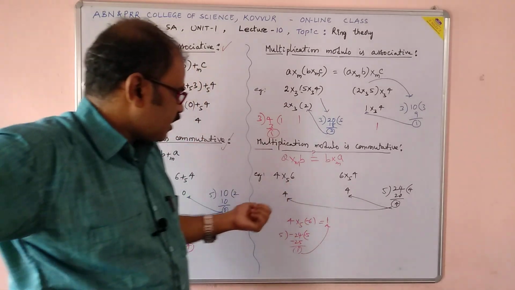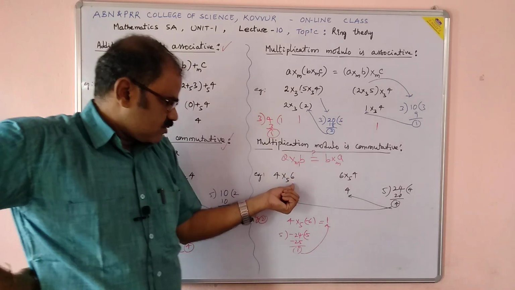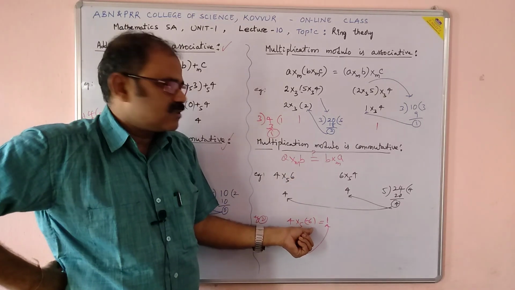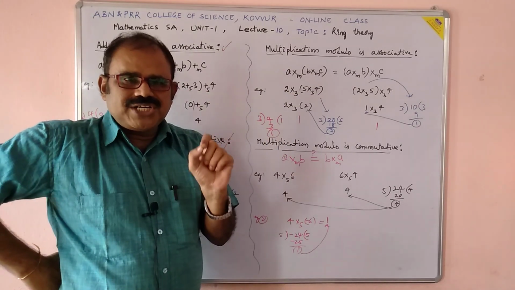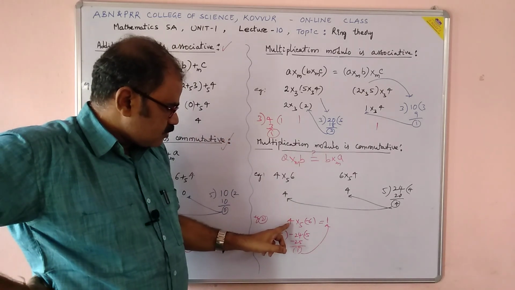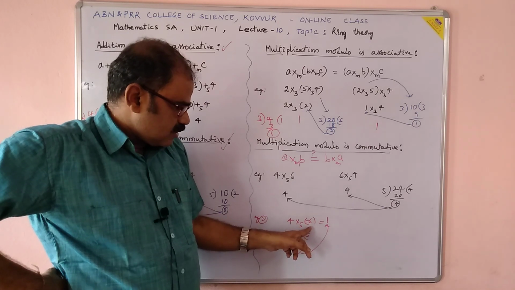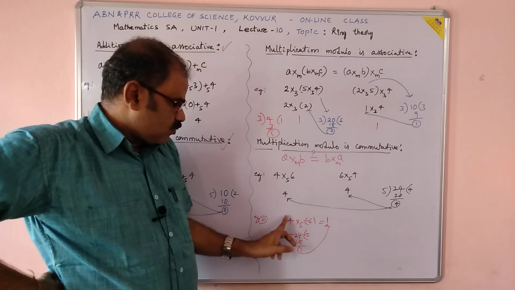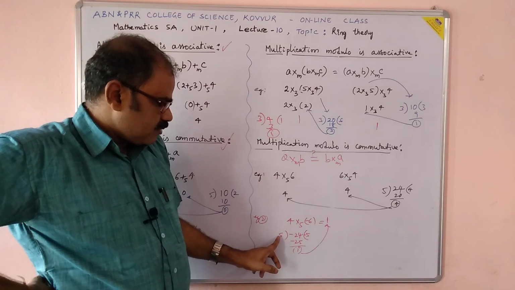So, in a similar fashion, I have just changed this. In place of 6, I have chosen minus 6. Why? Because A, B, C are any integers, and m is a positive integer. For another example, I have chosen 4 into minus 6, which is minus 24. Divide with 5.